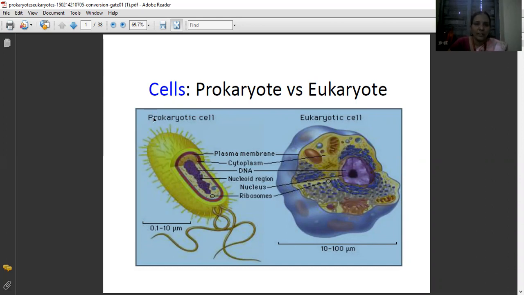The prokaryotic cell has a plasma membrane. Similarly, the eukaryotic cell also has one. Then the cytoplasm. What is cytoplasm? The liquid present inside the plasma membrane around the nucleus is called cytoplasm. In the case of the prokaryotic cell, it is called protoplasm. Both have DNA. Then the nucleoid region is there. Nucleus is only present in the eukaryotic cell. Ribosomes are present in both cells.